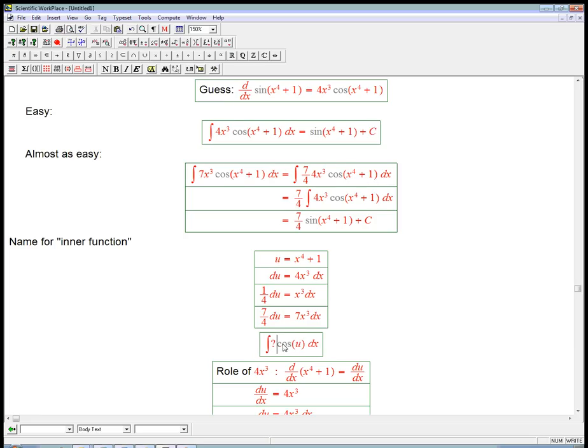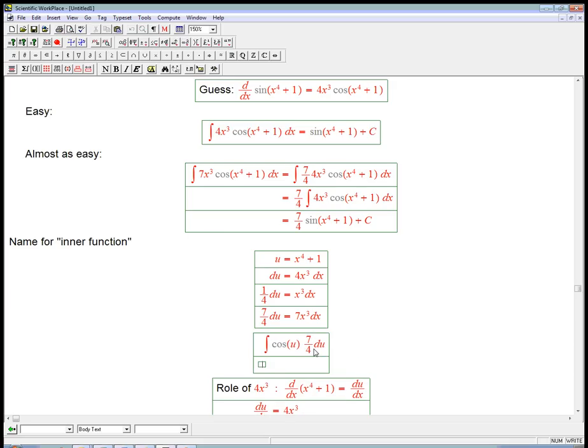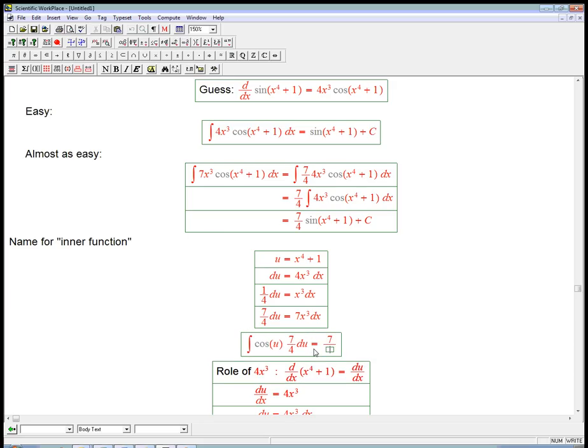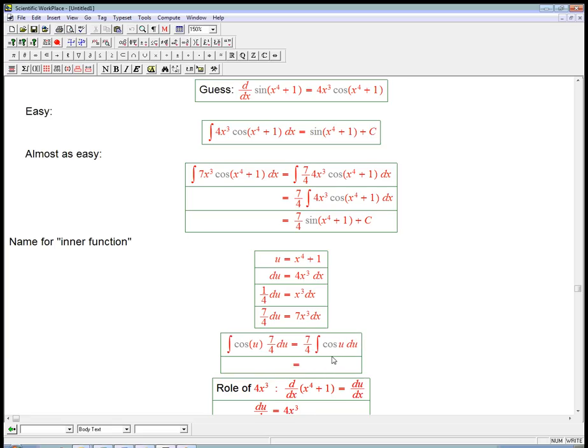Okay. Now we're ready to rock and roll. Because 7x cubed dx is everything else that we see in this expression besides cosine of x to the fourth plus 1. So it turns into cosine u and then just times 7/4 du. And the 7/4 comes out, and that's the integral of cosine u du. And the miracle here is that the x has gone away, the x to the fourth plus 1 has gone away. We're looking at a brand new integral, and we know how to do that.